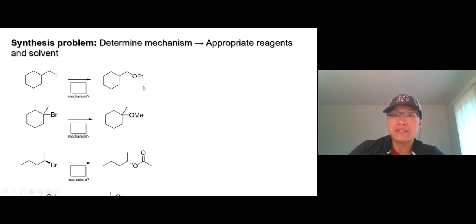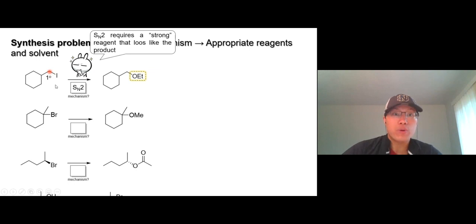First of all, this one will be easy if you know the mechanism. So determine the mechanism first. Look at the alkyl halide. This is a primary alkyl halide. Do you want to do SN1 or SN2? SN2. Can you do SN1 though? No. A primary carbocation is not stable enough to do an SN1, so your option is going to be an SN2.